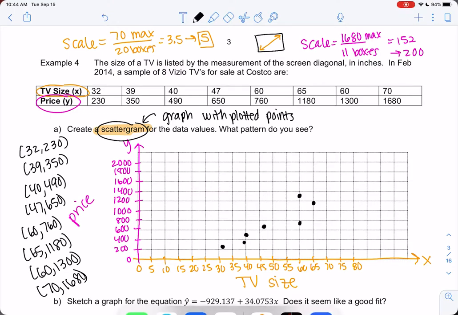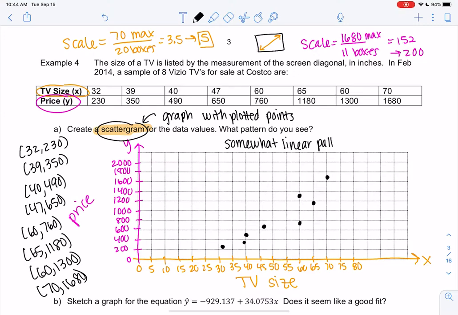If you need more time to graph, just pause for a second. Get those points out. And you'll get something that looks like this. This is a scattergram, right? It's kind of like scattered points. But what I do see is a somewhat linear pattern. It's kind of a line, right? It's not perfect. We'll talk about that.